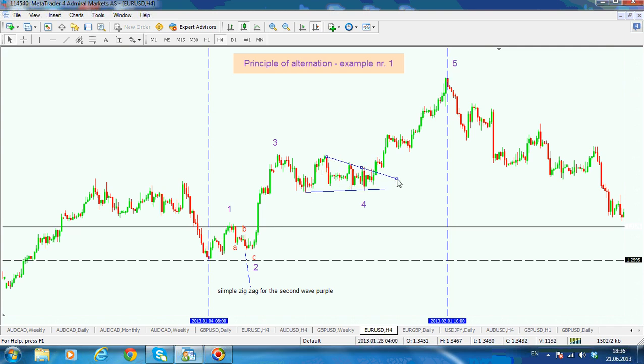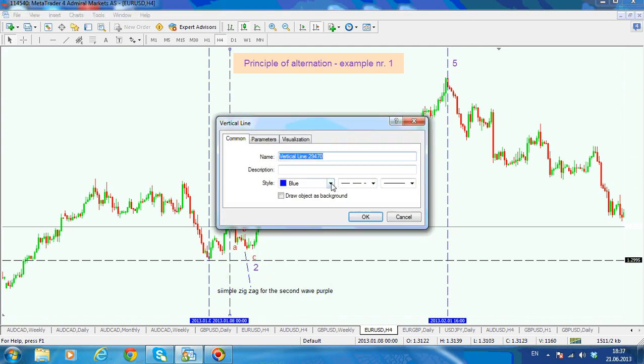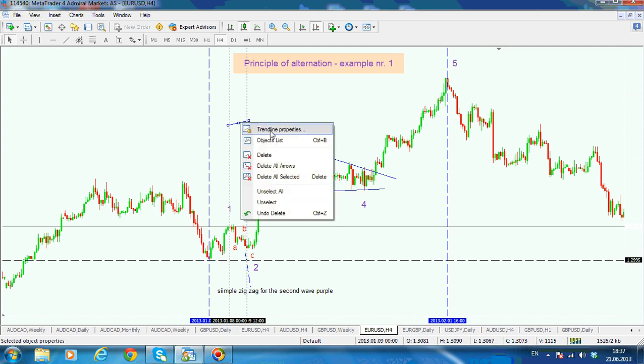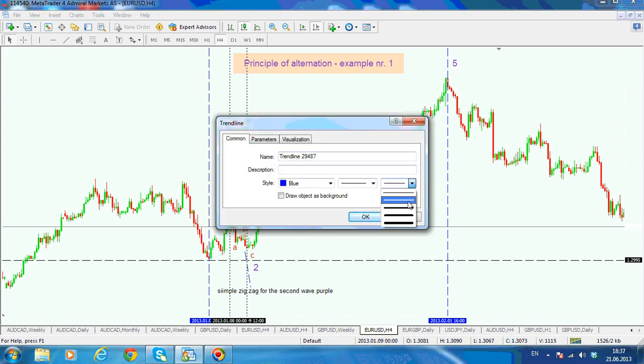Then you should take into consideration the time taken for the second wave to consolidate. So you should just take a vertical line and put it on top of the first wave, and let me change the color for it. And then another vertical line and put it at the end of the second wave here for the C wave, ABC. And then we should measure the length of the second wave. Let's change the color a little bit.